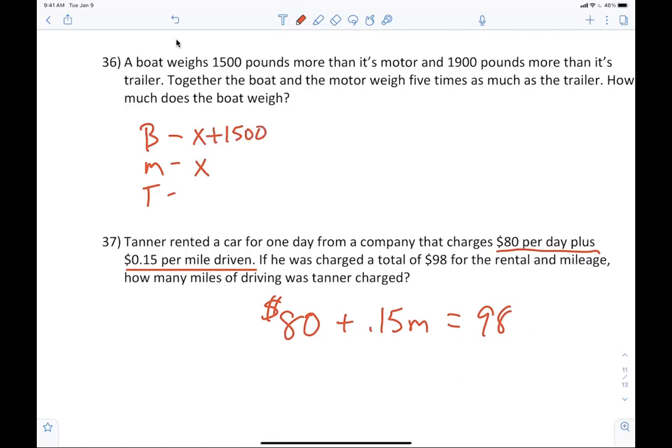The boat also weighs 1,900 pounds more than the trailer. So the boat obviously weighs more than the trailer. You with me? So the trailer is going to weigh 1,900 less than the boat. Do you agree with that, Luca? The boat weighs 1,900 more than the trailer, so the trailer must weigh 1,900 less than the boat. So that's why it's X plus 1,500 minus 1,900. Do you agree with that? So then the trailer is X minus 400.